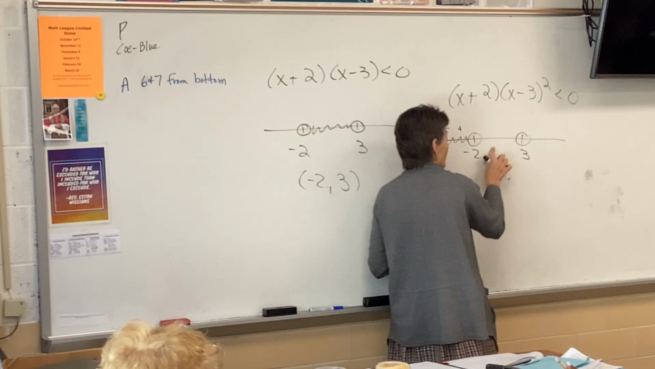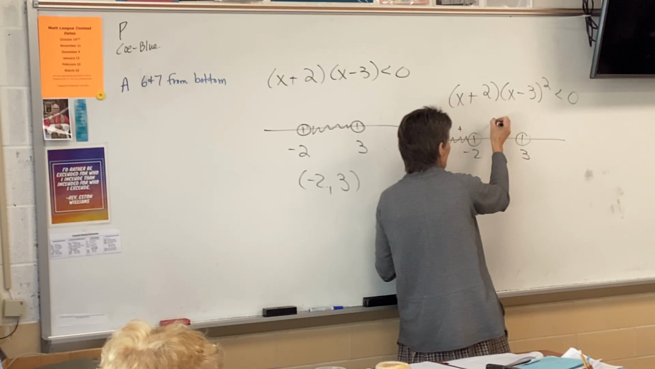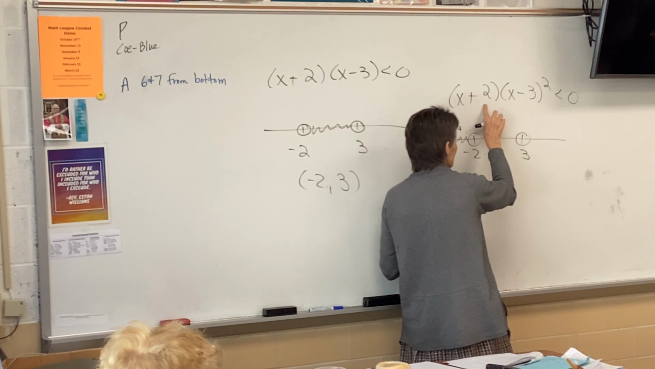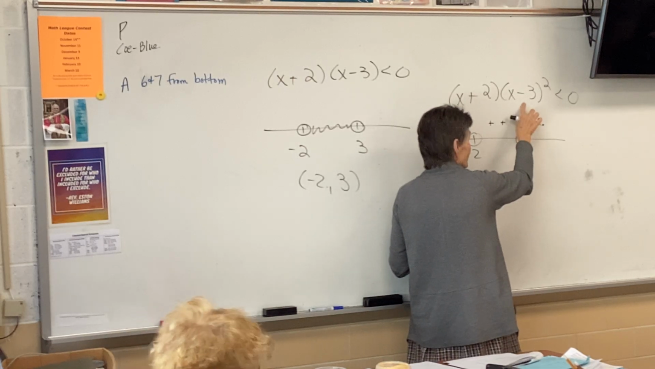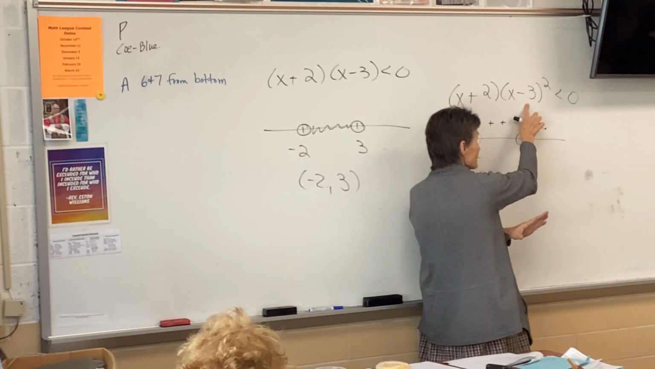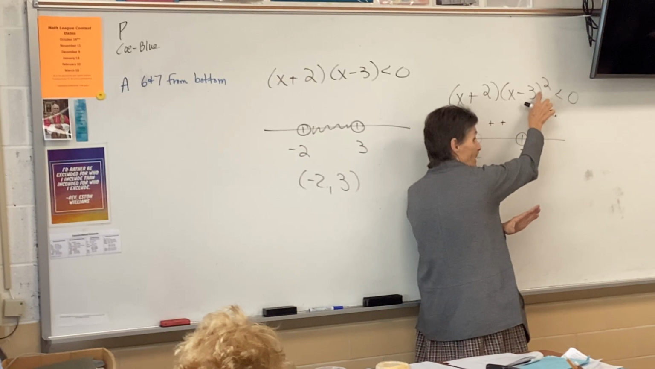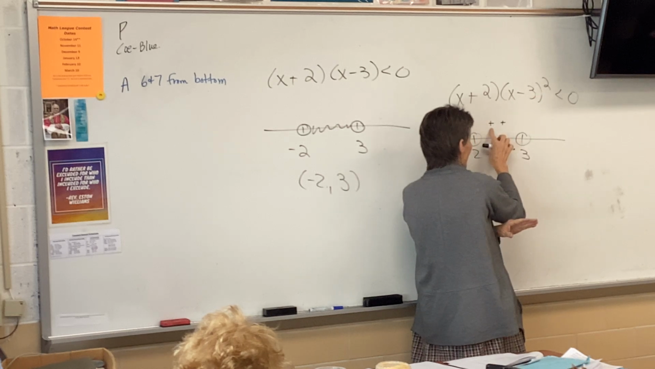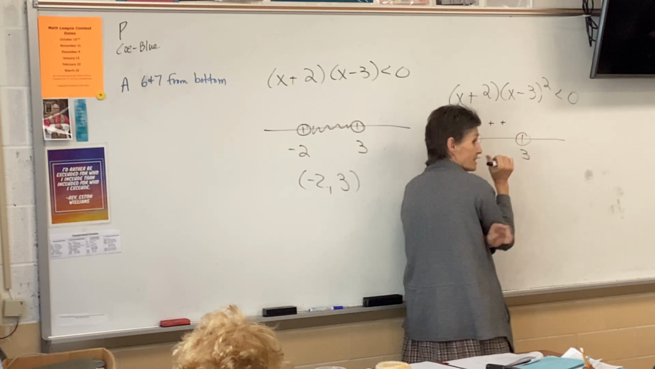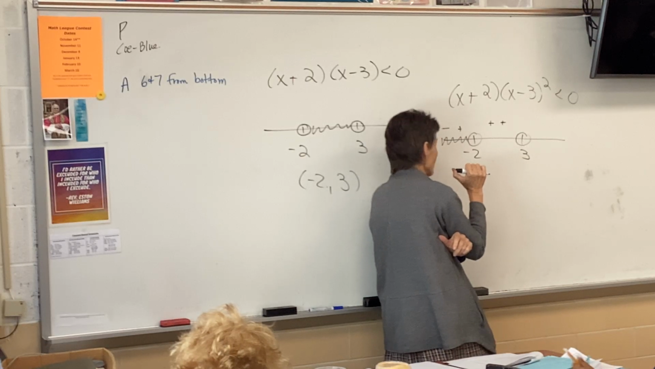All right, let's put in 0. 0 gives me a positive and a positive. Now, be careful. 0 minus 3 is negative, but remember that's getting squared, so that's going to be positive. Is a positive times a positive less than 0? Nope, don't shade it. Doesn't work.